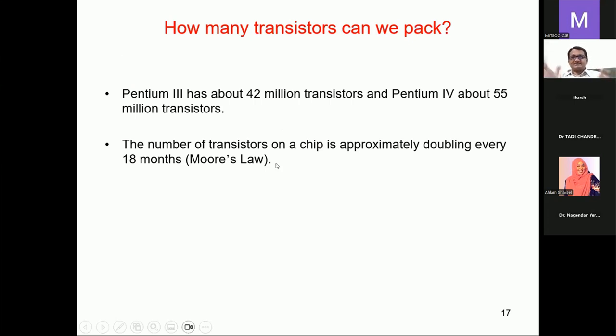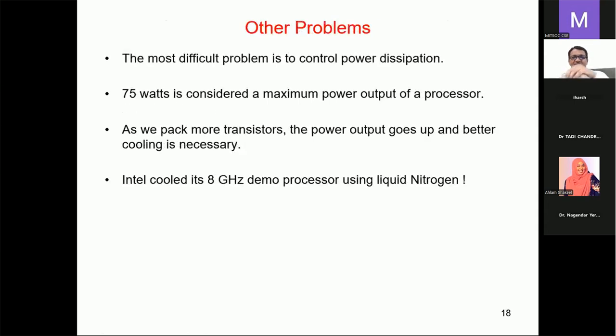The number of transistors on a chip doubles every 18 months. There's the fundamental Moore's law, that is 1.5 times, right? 1.5 times. Is it clear? So think about it, and that's the reason the processor manufacturing leaders in the world have this limitation, and the most difficult problem is to control power dissipation, right? 70 watts is considered the maximum power output of a processor, and as we pack more transistors, the power output goes up and a better cooling mechanism is required. Do you agree?